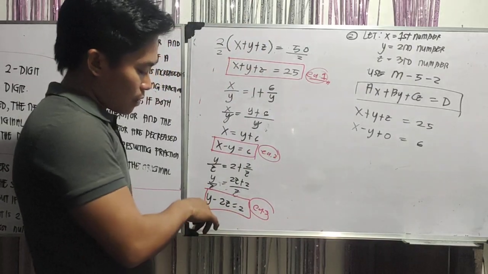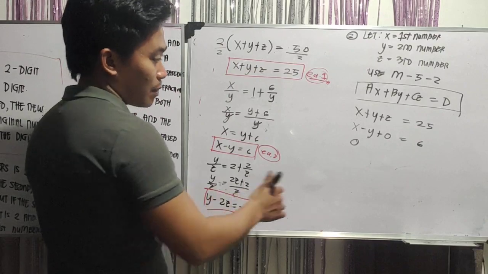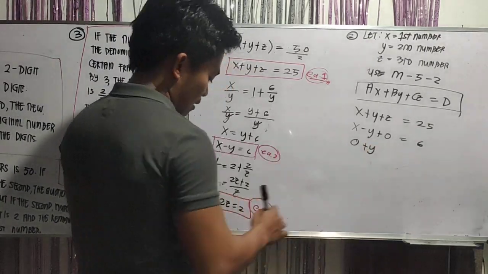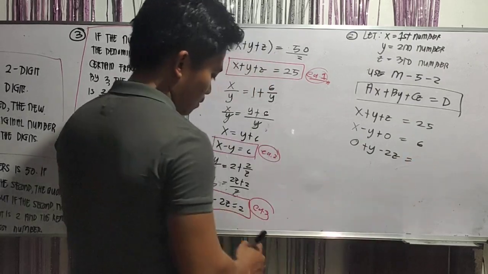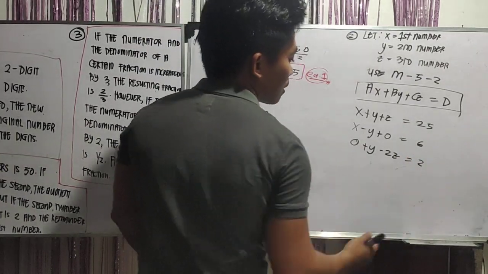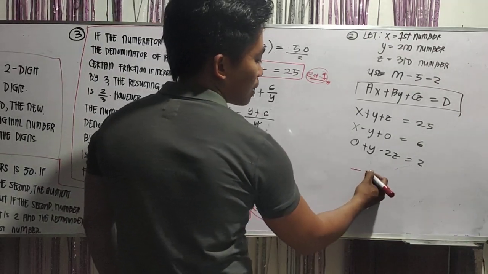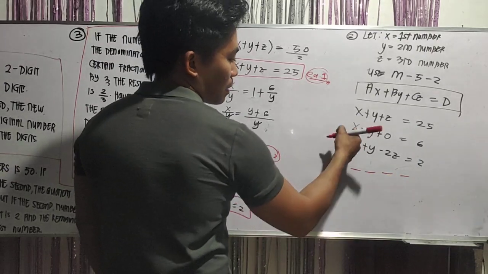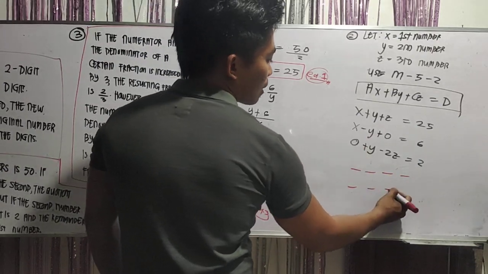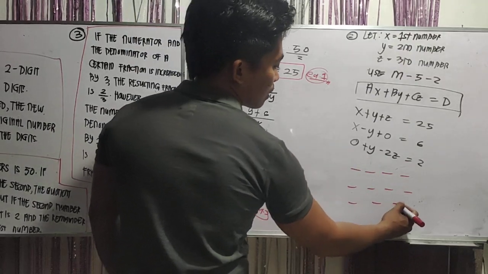How about this one? y minus 2z. So, 0 yung x nyan. Plus y minus 2z is equal to 2. Now, sa calcio mo ngayon, makita mo lang dyan is ganito. 1, 2, 3, 4. This is sa first row. Sa ilalim nyan, 1, 2, 3, 4. And lastly, sa third row, 1, 2, 3, 4.